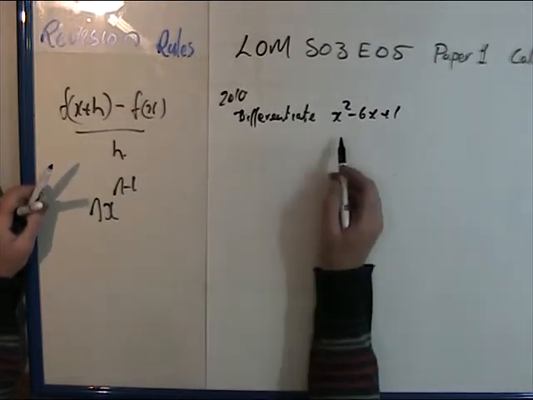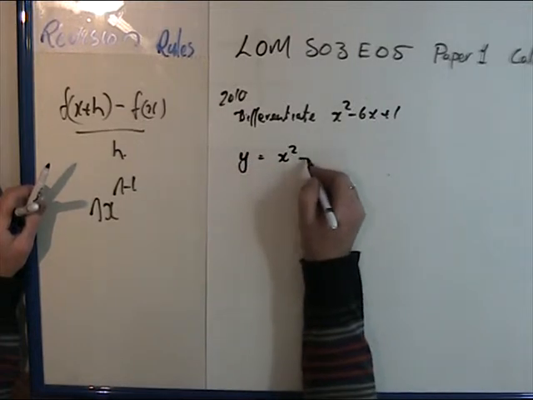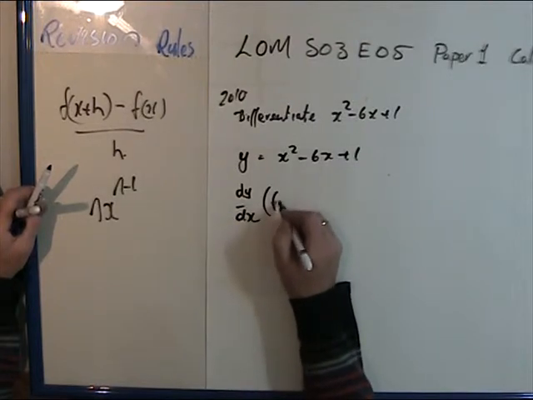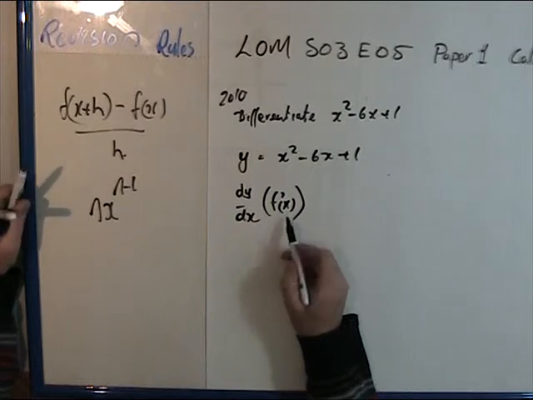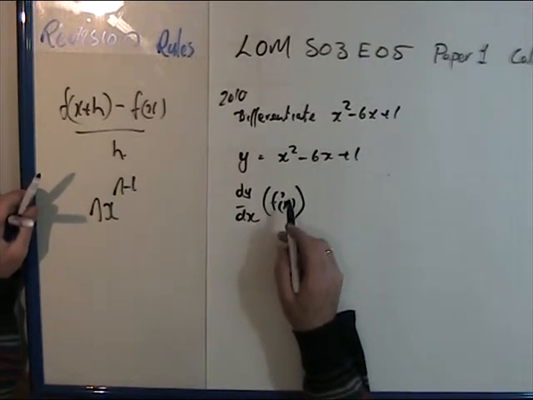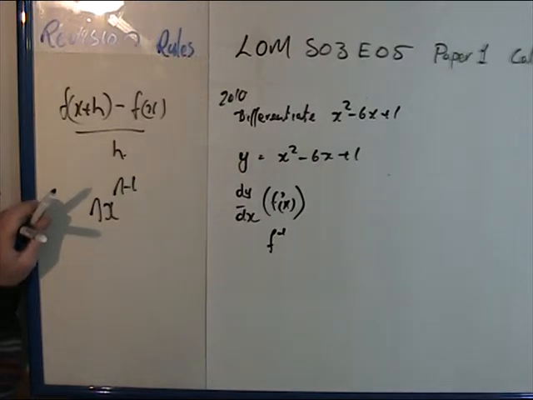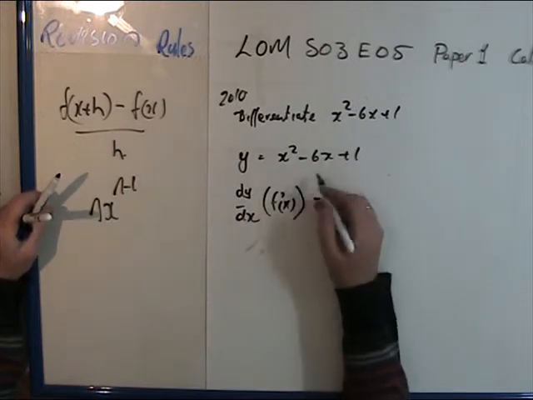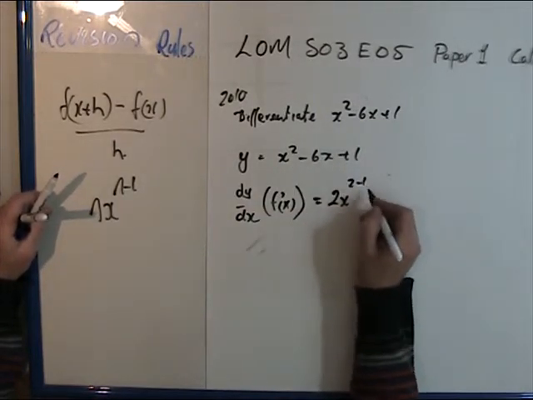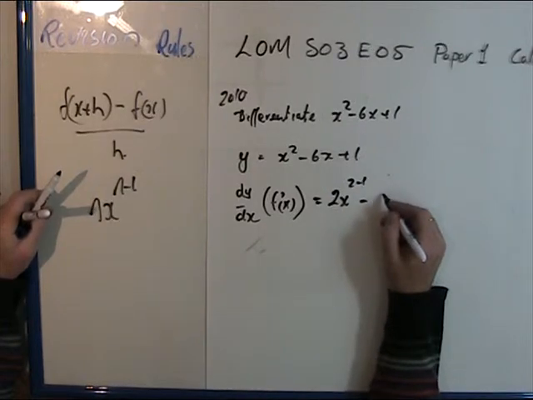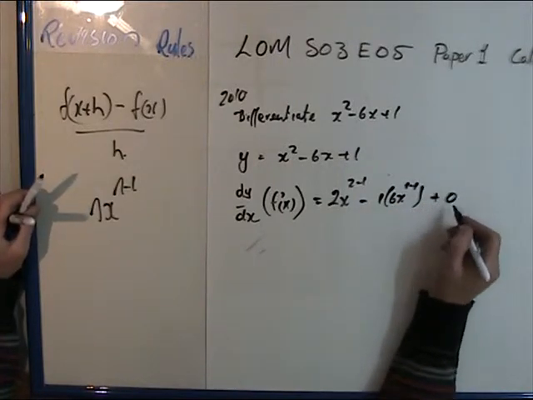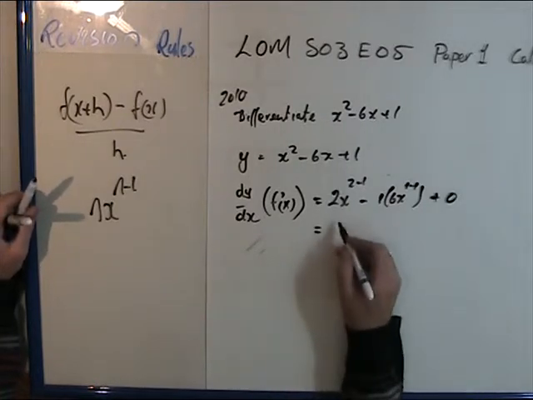So y is equal to x squared minus 6x plus 1. Now remember, dy dx is the same as f dash of x, this function here, not the inverse, not f minus 1, which is different to functions. So by rule, multiply by the indice and reduce the indice by 1. 6 times x to the power of 1 minus 1, and the derivative of a constant is always equal to 0.